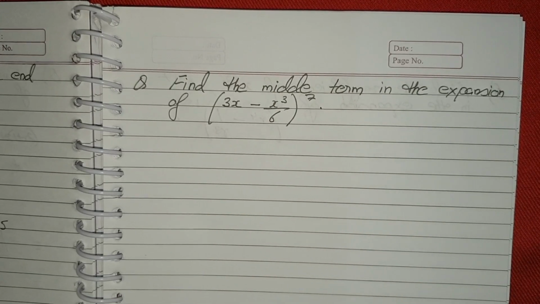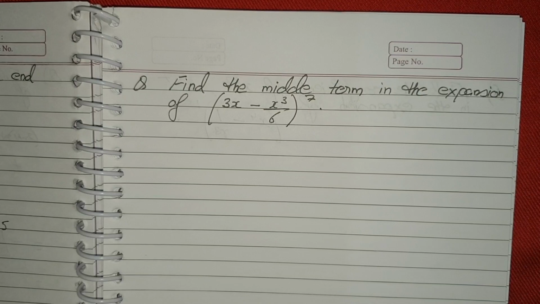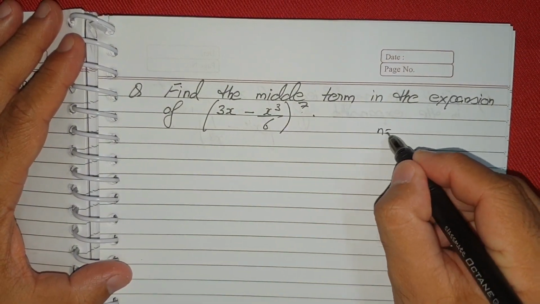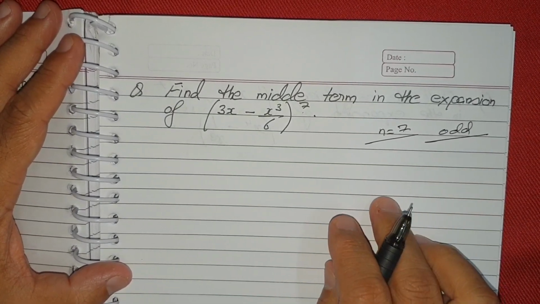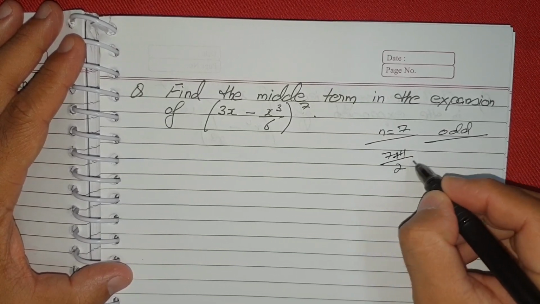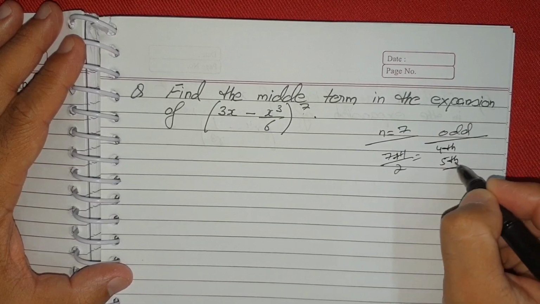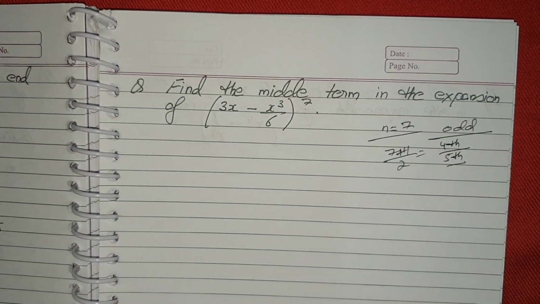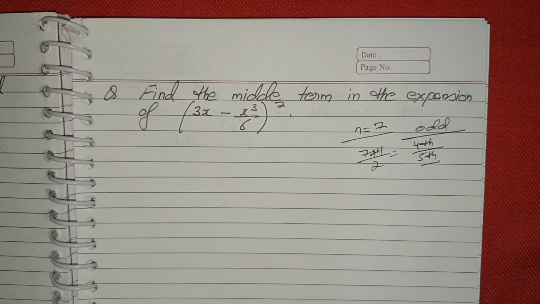Now, find the middle term in the expansion of 3x minus x cube by 6 to the power 7. Now, we can see what is n. n is 7 over here, which is an odd number. So, as we have already discussed, for an odd number, you do 7 plus 1 by 2, which is 4, and the next term, the fourth and the fifth term. So, there are two middle terms actually. So, basically you have to find the fourth term and the fifth term.